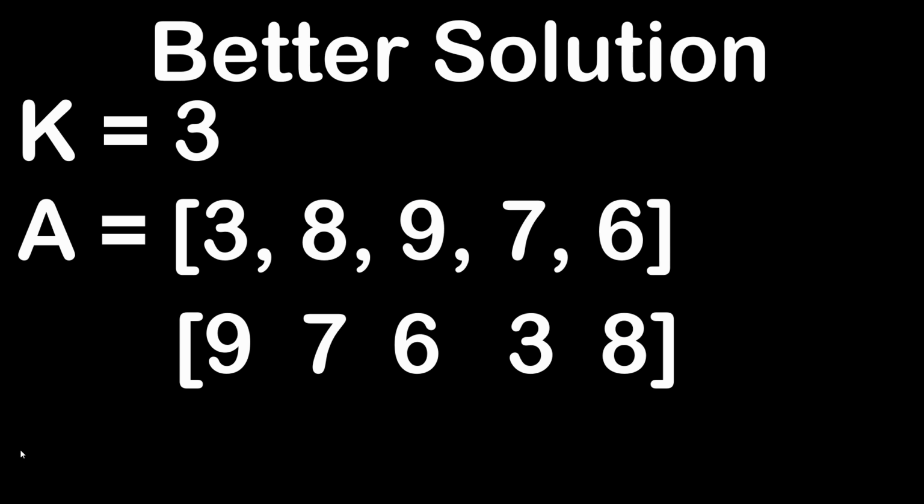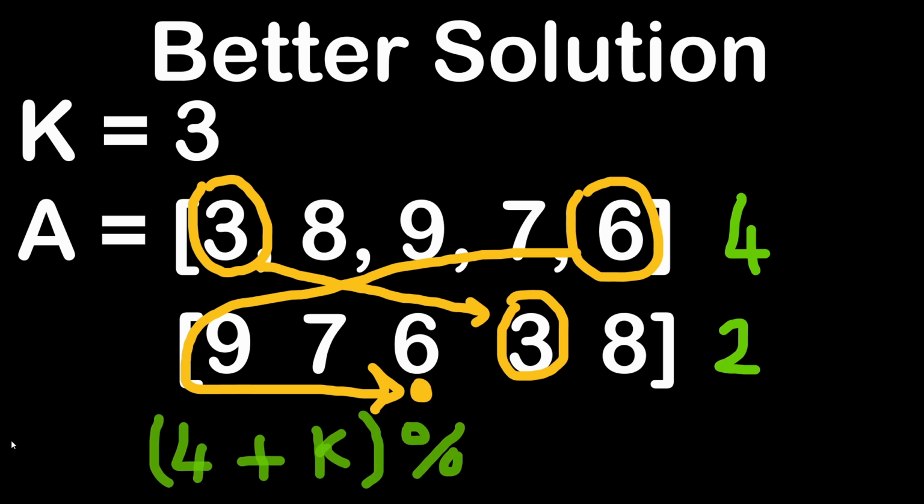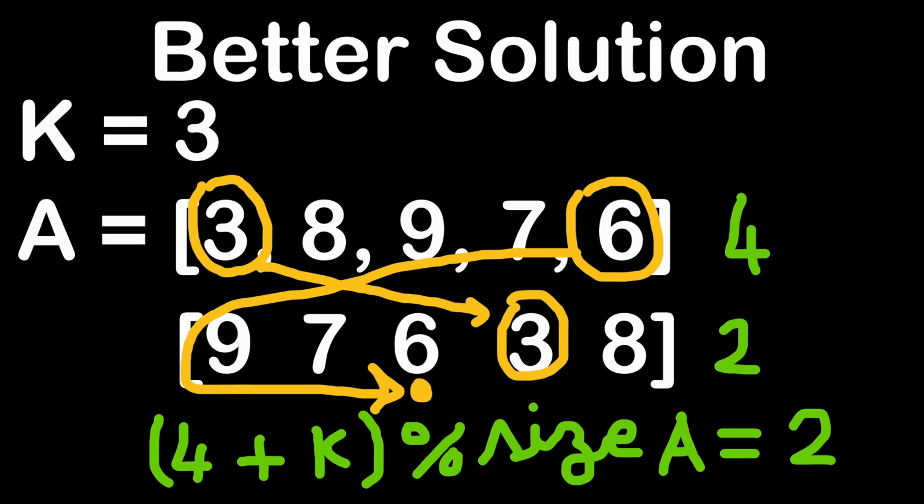Notice, for example, here how the index of each number is changing. Let's take the number 3 and the number 6 as an example. Number 3 moved k spots to the right, so its index was incremented by the value k. And number 6 had an array index of 4, and now it's at index number 2, which means that it went from 4 to (4 plus k) modulus the size of the array A, which in this case gives us 2.